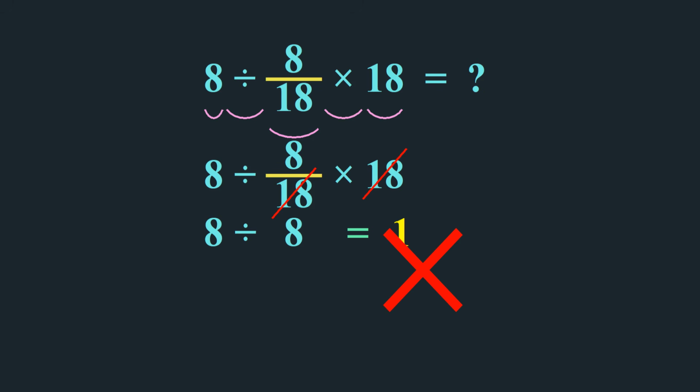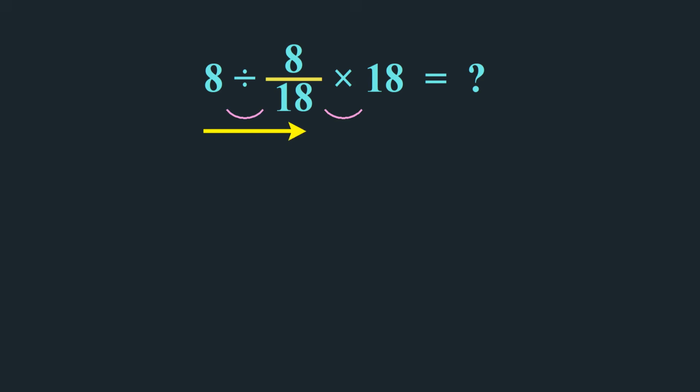But this answer is not correct because according to the order of operations, multiplication and division have equal priority and we have to work from left to right. So we have to do this division first, then this multiplication. If you do this multiplication then this division, it's wrong. So we have to do this division first.